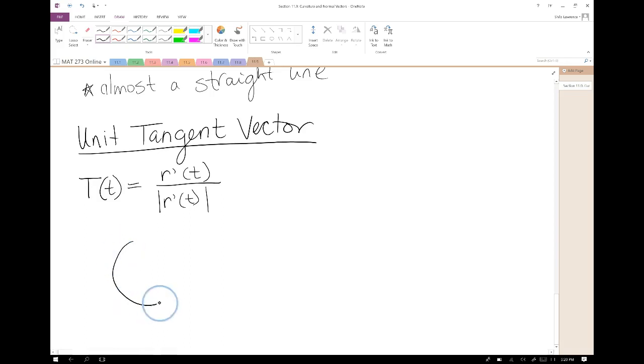If we have some crazy curve represented by a vector valued function, and we want the tangent vector at a particular point, it's going to give us a vector that is pointing in the same direction of motion at that exact point in time. So let's say this is t equals 3, then this would be capital T of 3 if we made sure it was only 1 unit long.